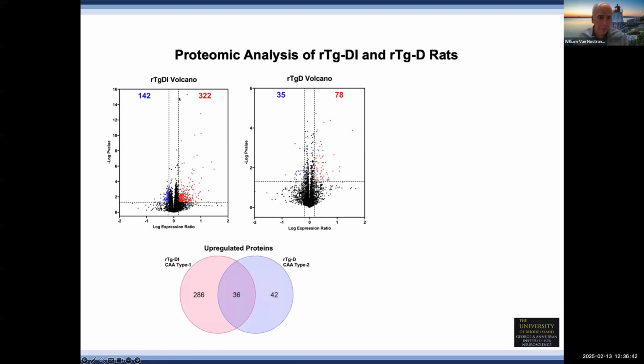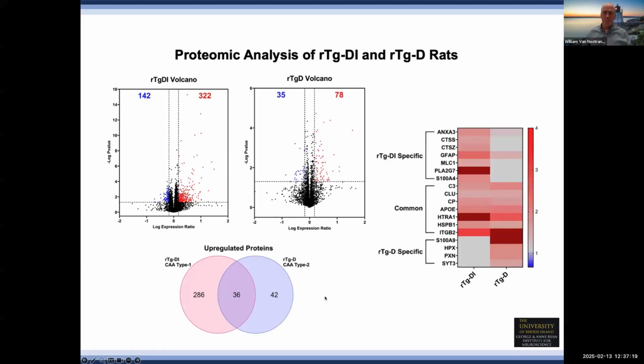So we've looked at the upregulated proteins here, and we wanted to understand which proteins are unique to each form of CAA and which proteins they share in common. That's illustrated here in this Venn diagram. We see from this that there are 36 proteins that were upregulated based on these criteria and shared between the RTGDI CAA type 1 and the RTGD CAA type 2 rats. We can also see there are a number of proteins that were unique for the RTGDI as well as some for the RTGD.